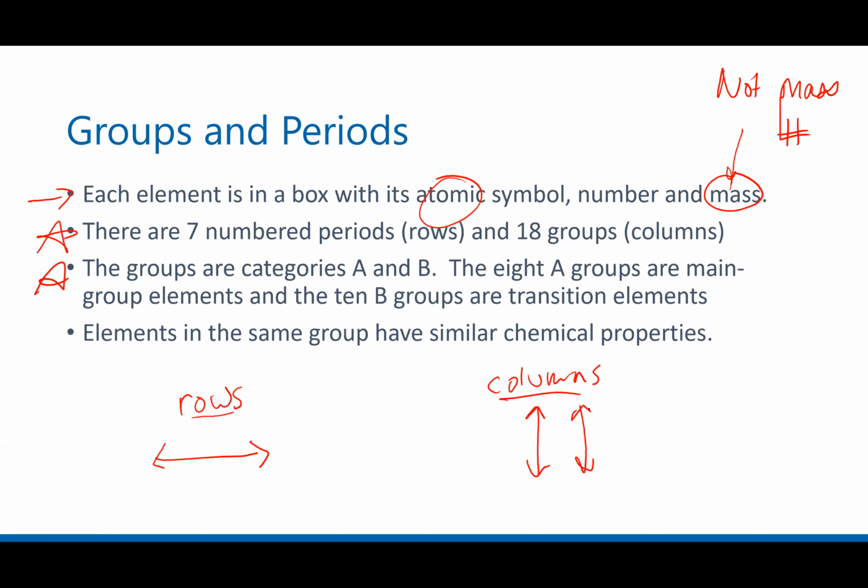The other thing I'll mention, and then I'll go back to the periodic table to show you, is we also have the chemicals in 2 groups. We have group A and group B. Group A are the main group elements, and I'll show you a quick way to remember this. And then the B are the transition elements, or more specifically, transition metals. So let's go back to my periodic table.